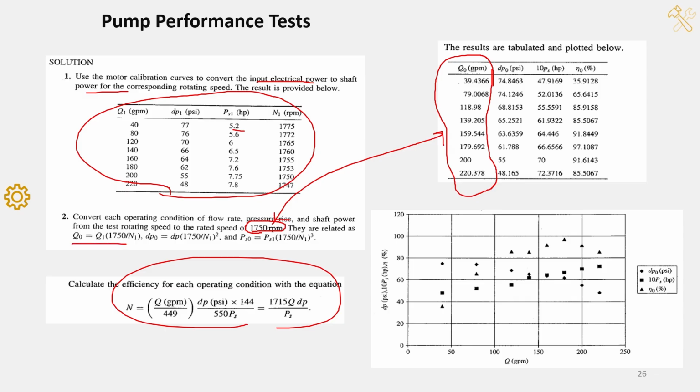Okay, so then you need to find the flow rate at the rated speed. Okay, and of course the pressure difference, things like that. So the main point is to use the similarity laws in finding the performance parameters, which are the volumetric flow rate, the pressure difference, as well as the overall efficiency and the shaft power at a speed of 1750.